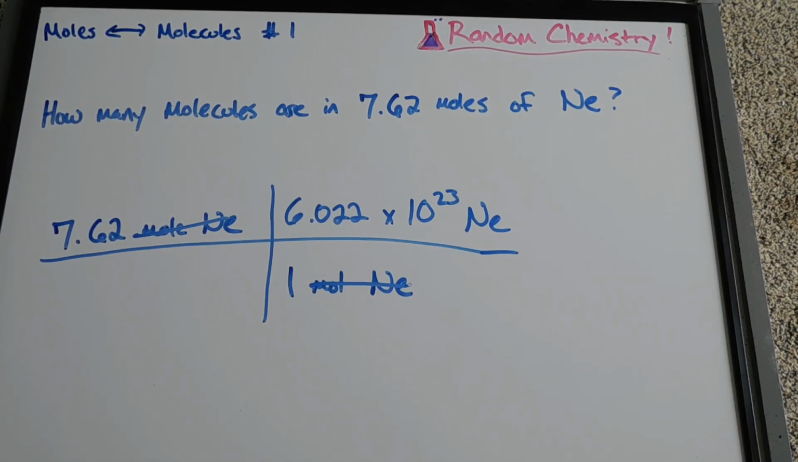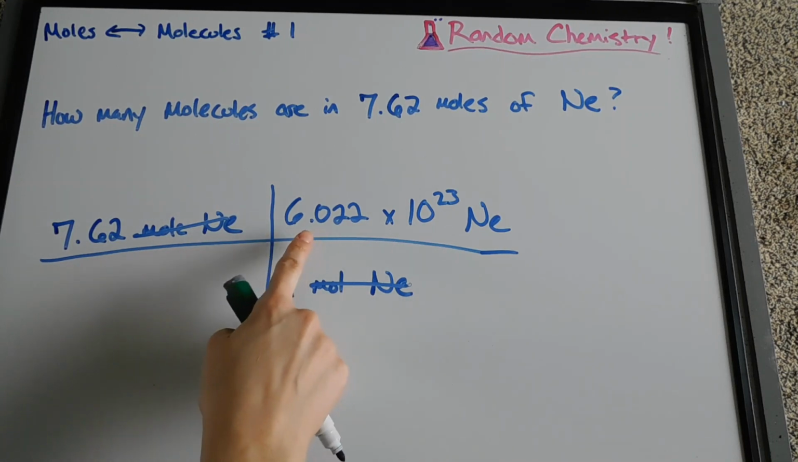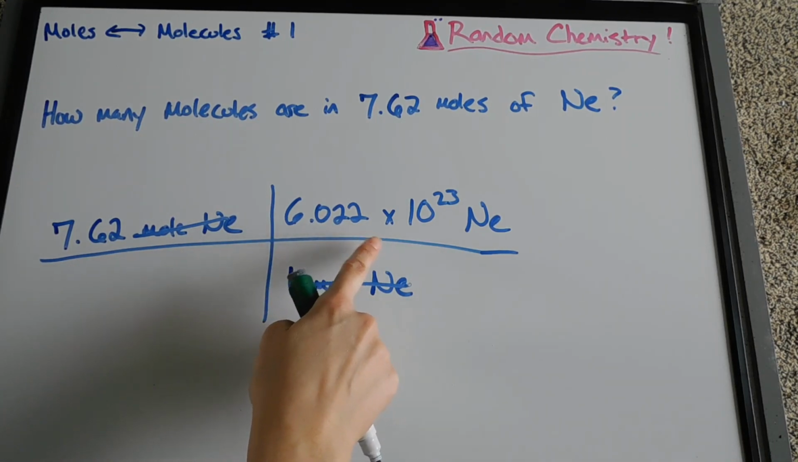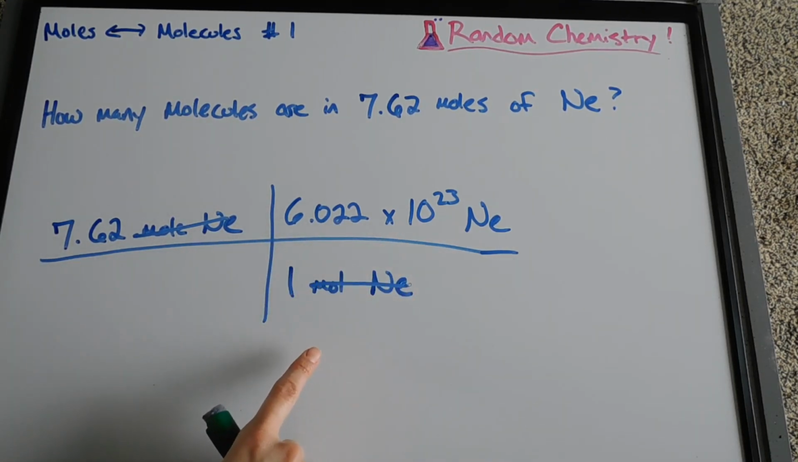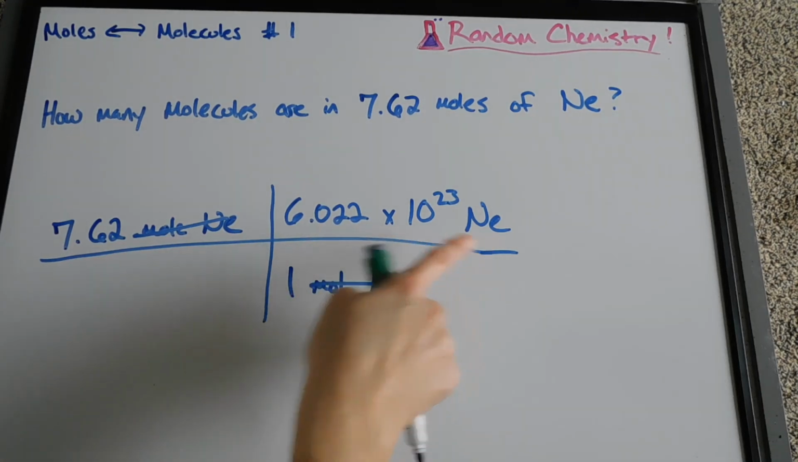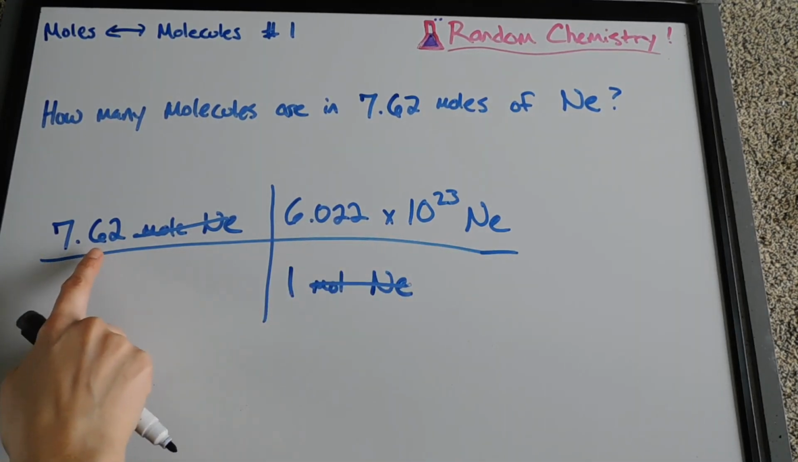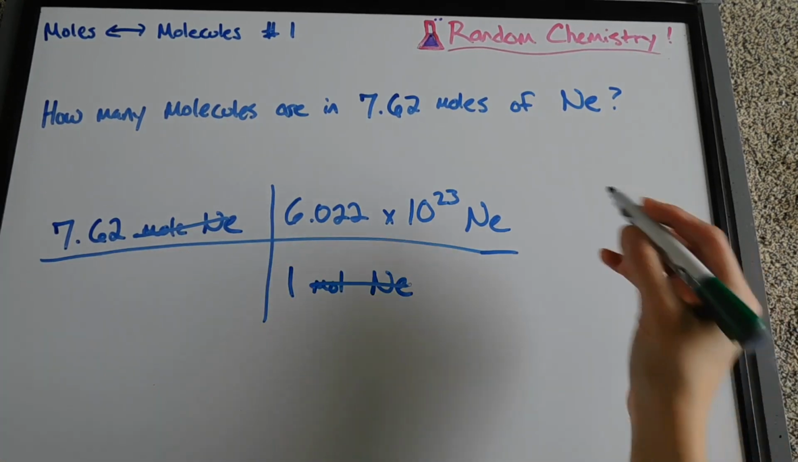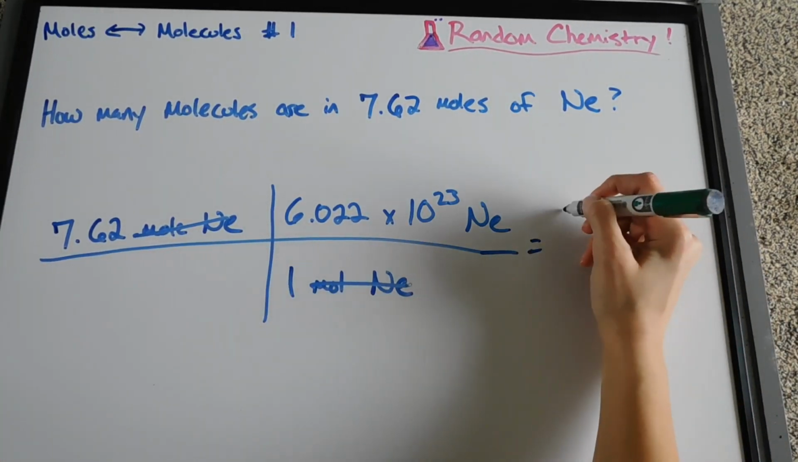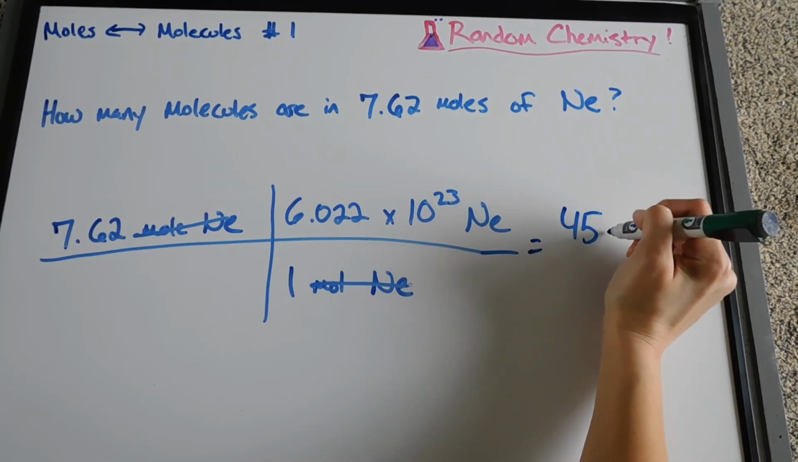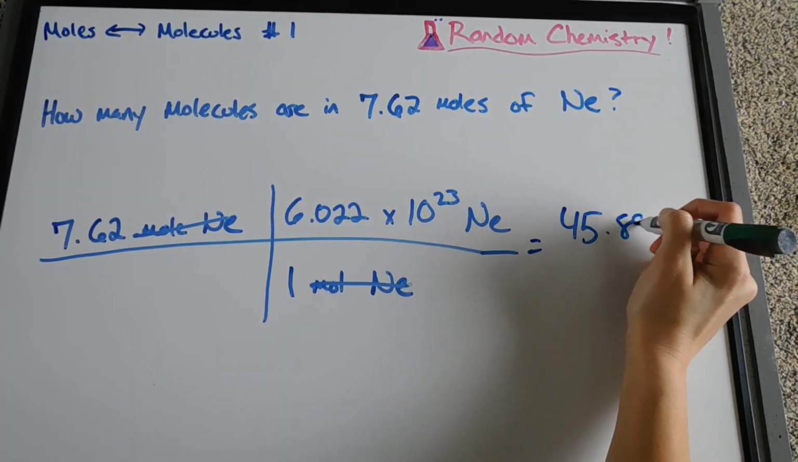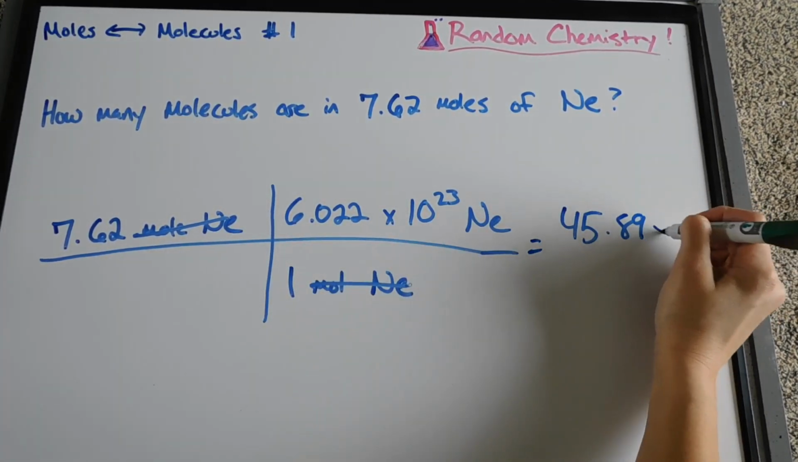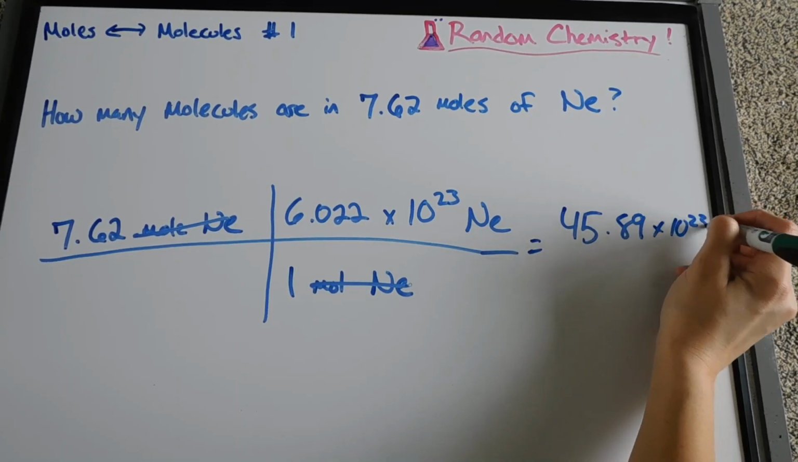So now I just plug this into my calculator. 7.62 times 6.022 times 10 to the 23rd, divided by 1. You don't have to put the power part into your calculator, just do 7.62 times 6.022. And when you plug just that into your calculator, you're going to get 45.89, and then you carry over the times 10 to the 23rd.